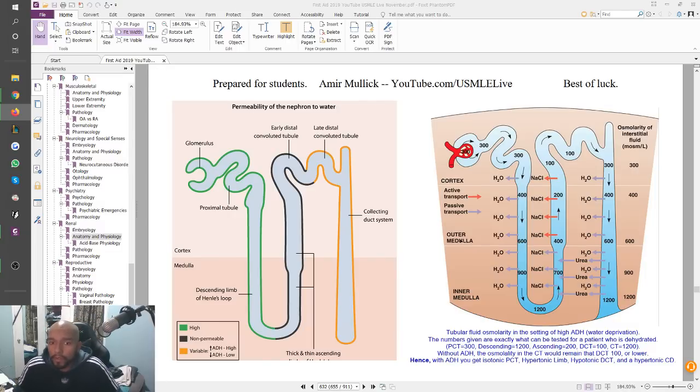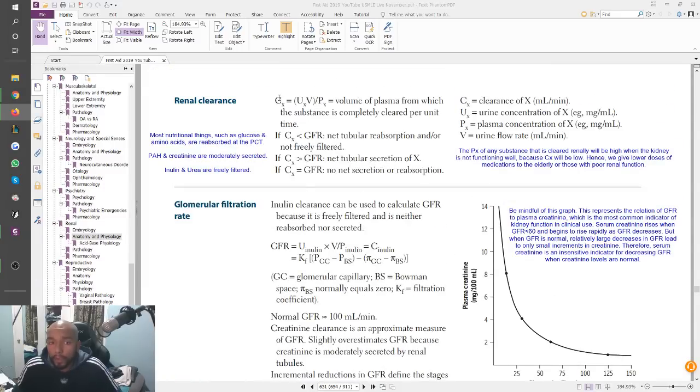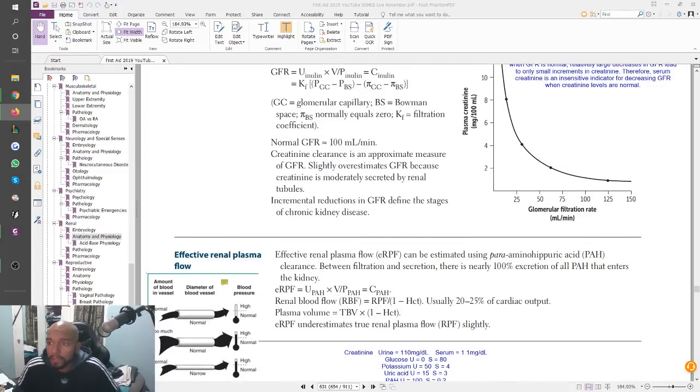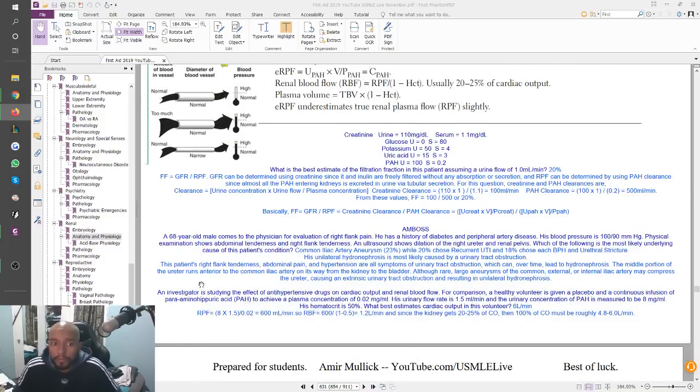In our last video, we looked at the equation for clearance, right? And we kind of learned how to apply it for things like figuring out the glomerular filtration rate, figuring out renal plasma flow, and all that came together to help figure out filtration fraction.